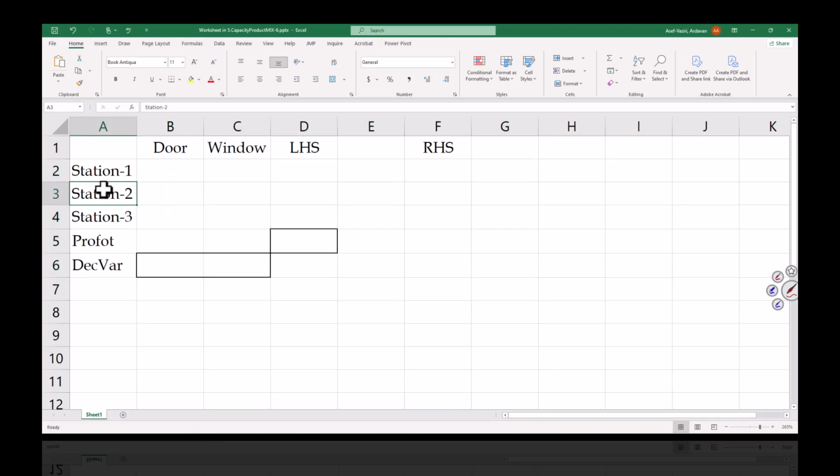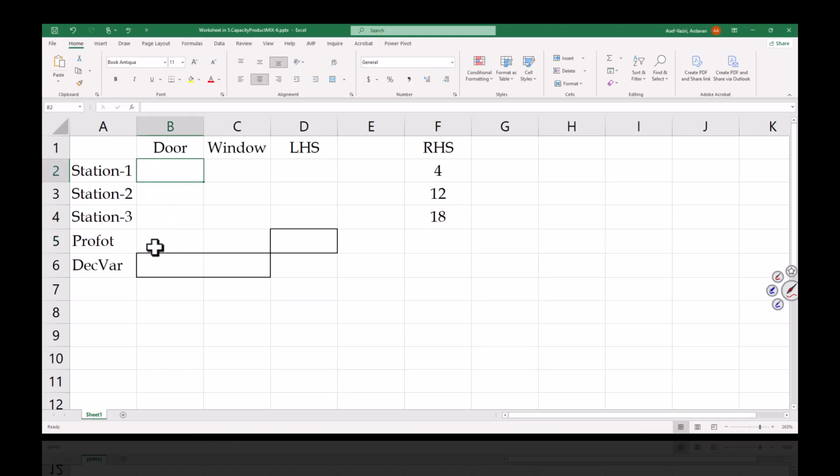Resource 1, resource 2, resource 3. This is product 1, this is product 2. This is left-hand side, this is right-hand side. Right-hand side, resource 1 is 4, resource 2 is 12, and resource 3 is 80.